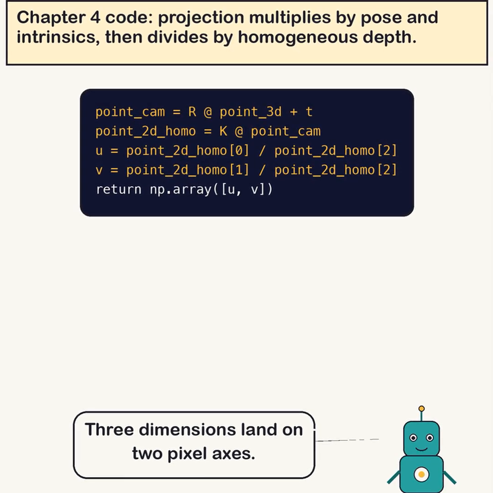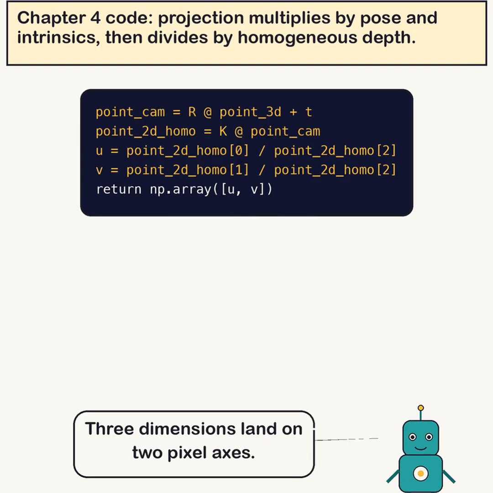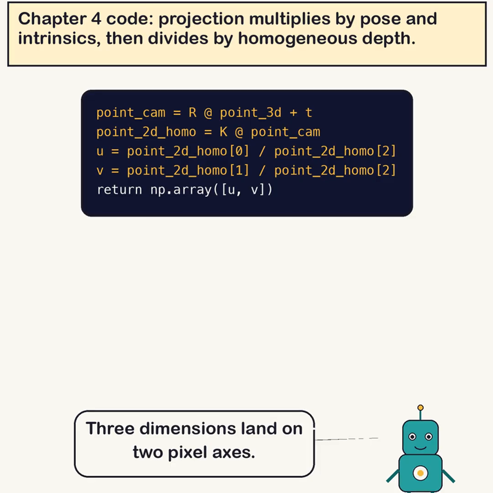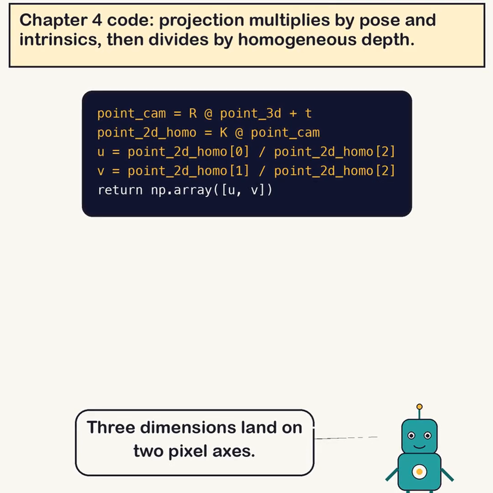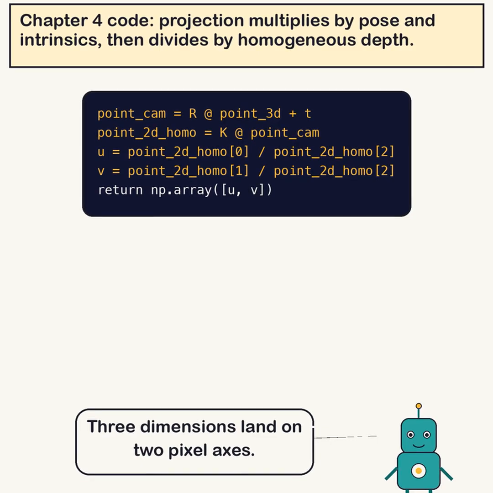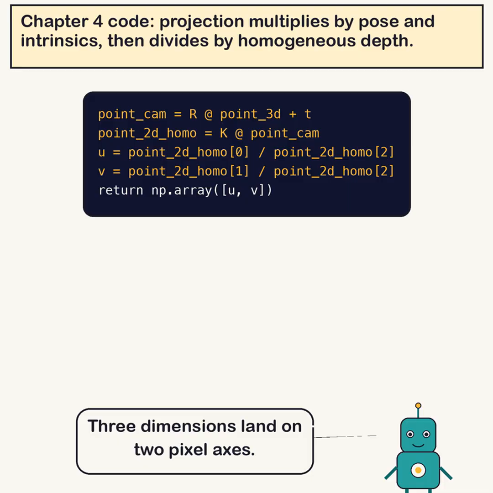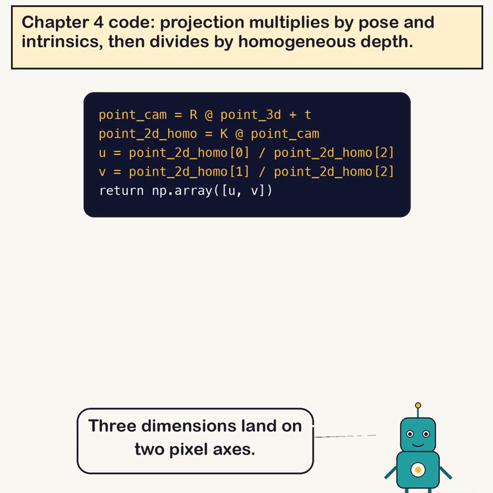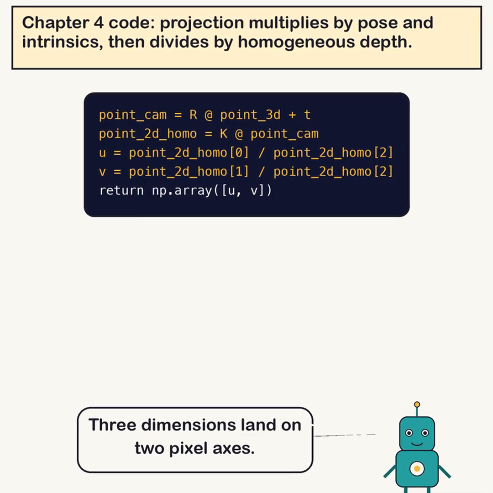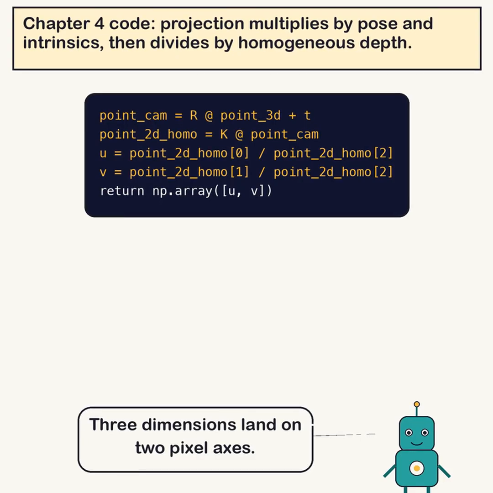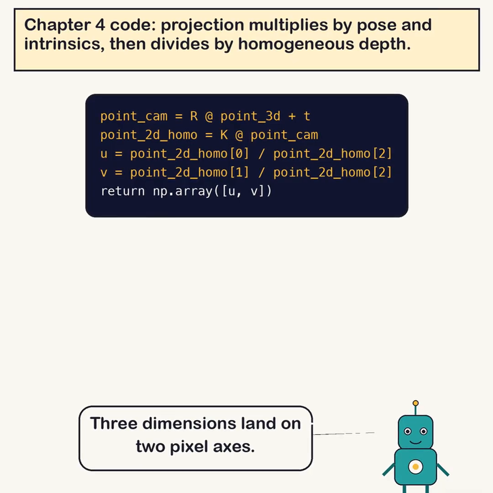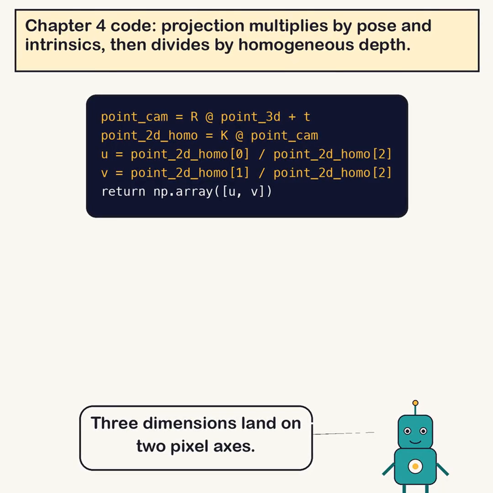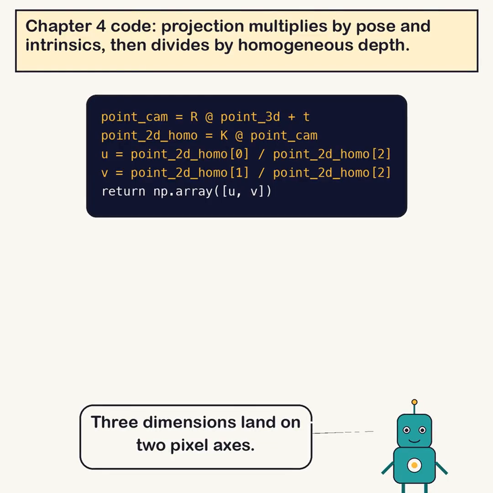R times the three-dimensional point plus T gives the point in camera space. K maps it into homogeneous image space. Dividing by the third coordinate converts homogeneous coordinates into pixels. The code exists because projection is the bridge between simulated worlds and real pixels. If you can project a 3D point into an image, you can score whether a reconstruction is right, render augmented reality in the correct place, or train a model with synthetic labels.